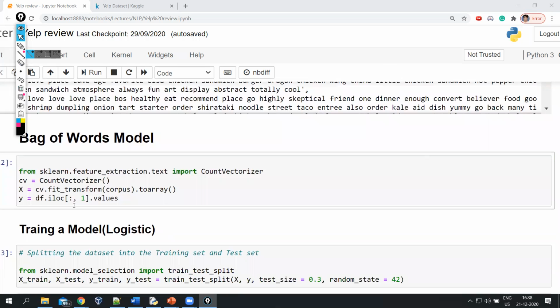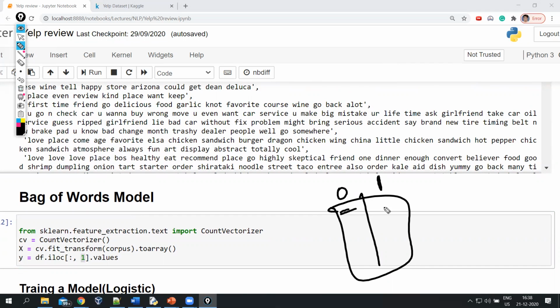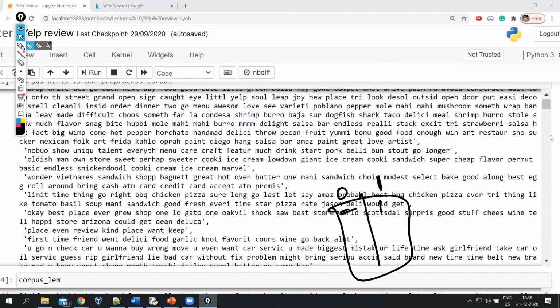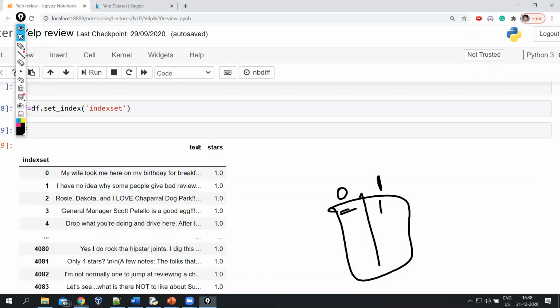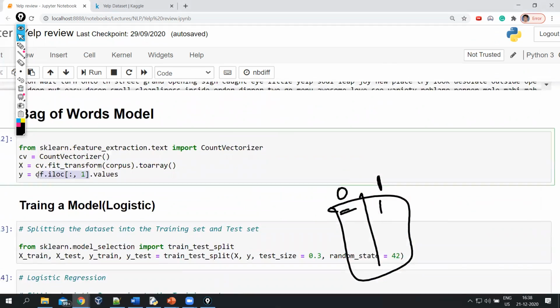So iloc is used to get a particular indexed column. So I am taking the first column. Naming in Python, the convention starts from 0 and 1. So this is your data frame. For example, in 0 I have the text, and in 1 I have positive or negative values. So like you can see that as well. This is my text, this is my column 0, and stars are my column 1. So this piece of code will only extract the column which tells whether a sentiment is positive or negative, and store it in y.